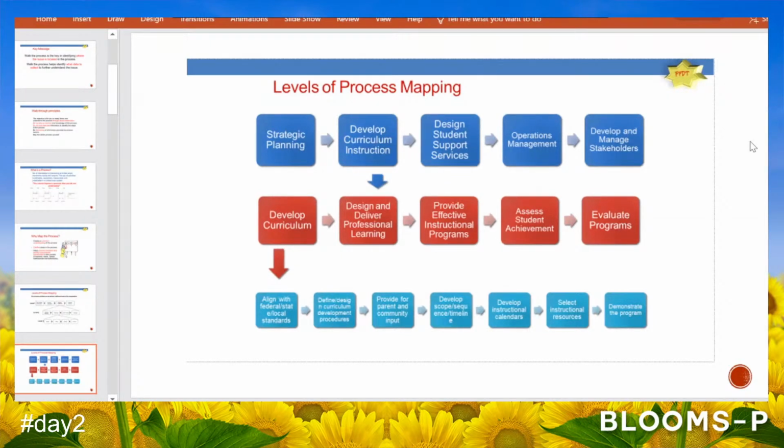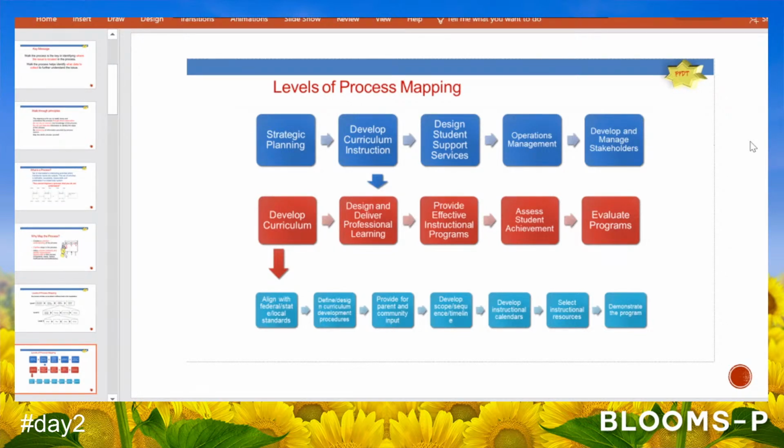So if we want to get a high level process map, we should only know who our suppliers are, what all the inputs are, the wide process steps we are going to take, and all our end is our customers. So the levels of process mapping, as you can see, we have the strategic planning.